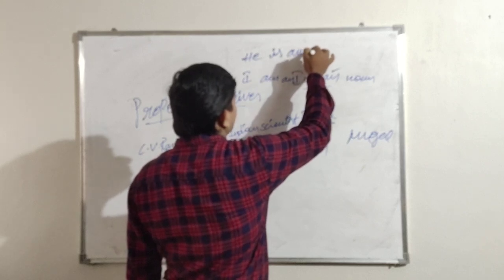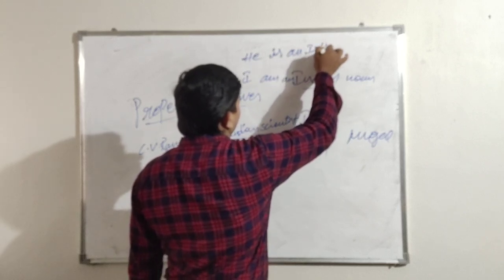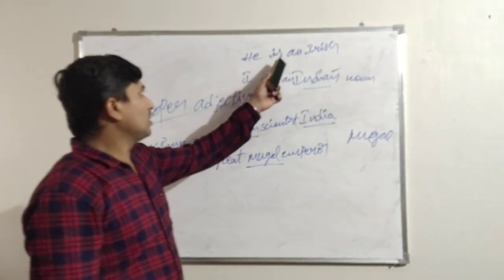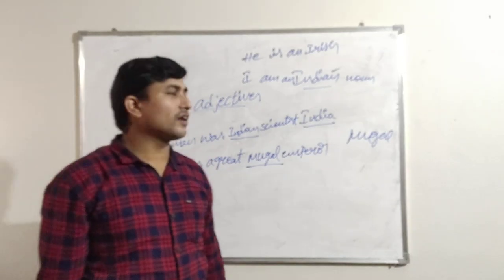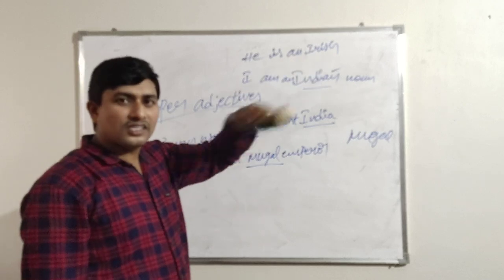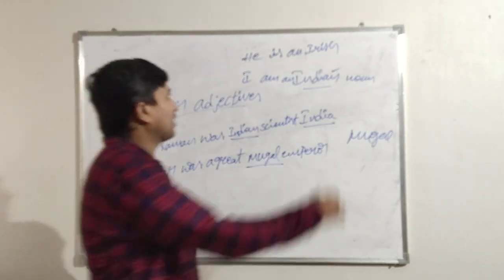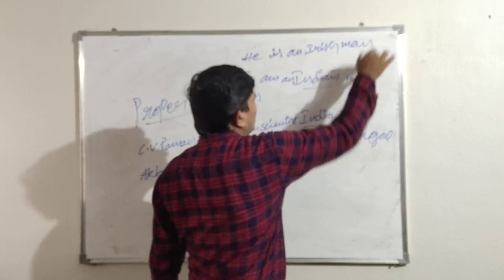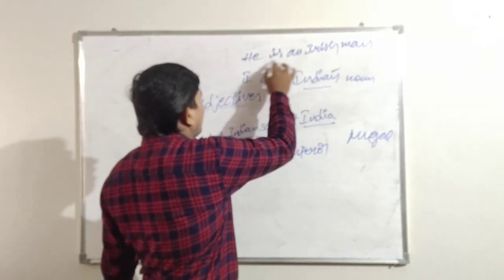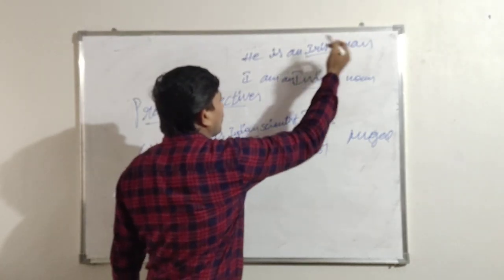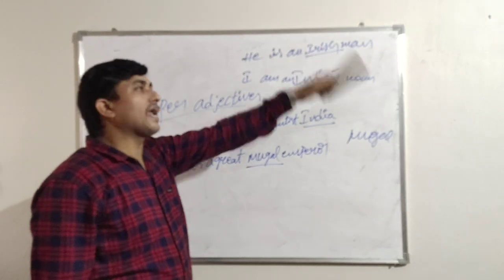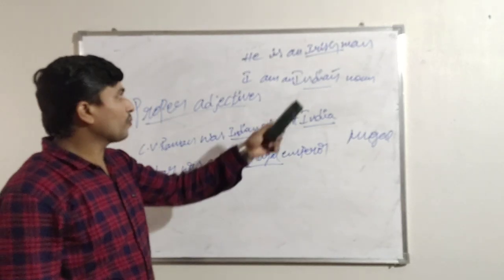Suppose, see here, he is an Irish. A person who is from Ireland. He is an Irishman. So what about here? Irish is a proper adjective.